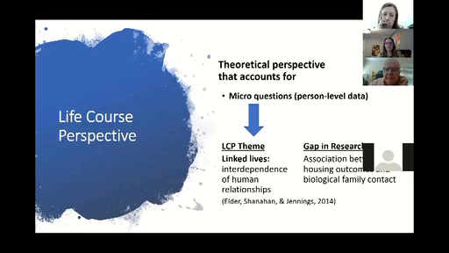And that speaks to the concept or the theme in the life course perspective of linked lives. So the interdependence of human relationships. So young people returning to biological family to share housing, how does that affect their trajectory moving into early adulthood?